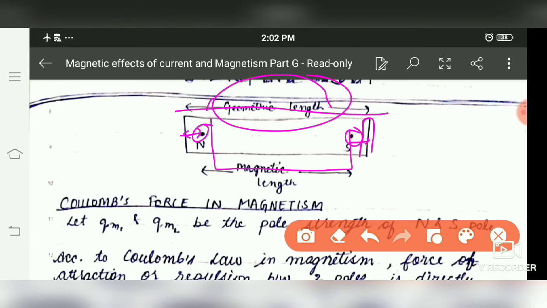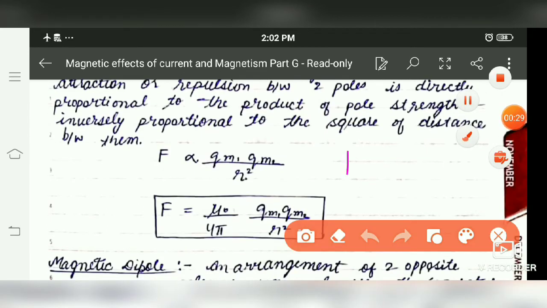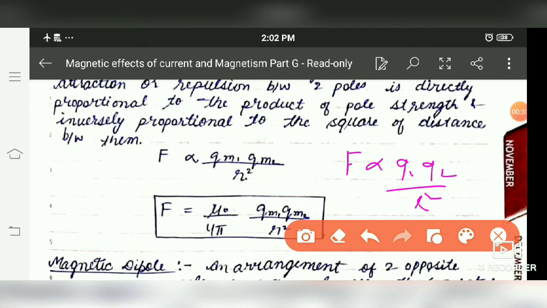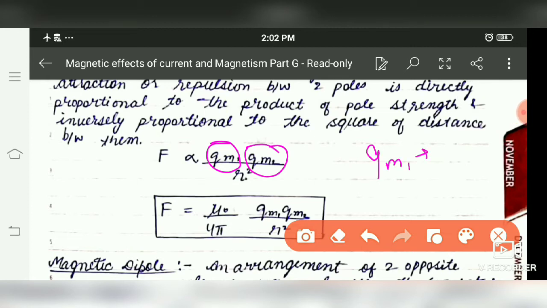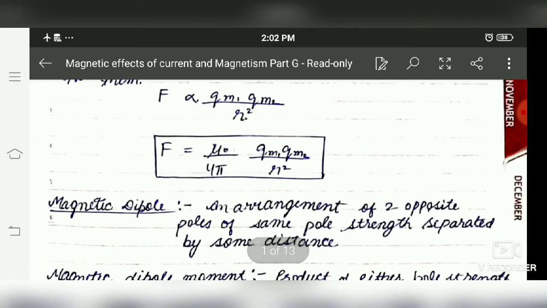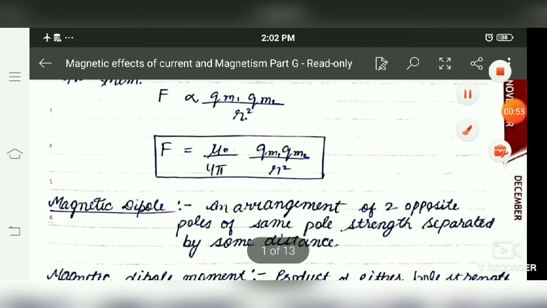Next is Coulomb's law in magnetism. Coulomb's law of electrostatic force states that F is directly proportional to the charge on one times the charge on two, upon the square of the distance between them. But Coulomb's law for magnetism states that this is the strength of the first pole, and this is the strength of the second pole. M1 represents the strength of one pole, and M2 the strength of the other pole. So it's the same as Coulomb's law, but the proportionality constant is mu naught by 4 pi.